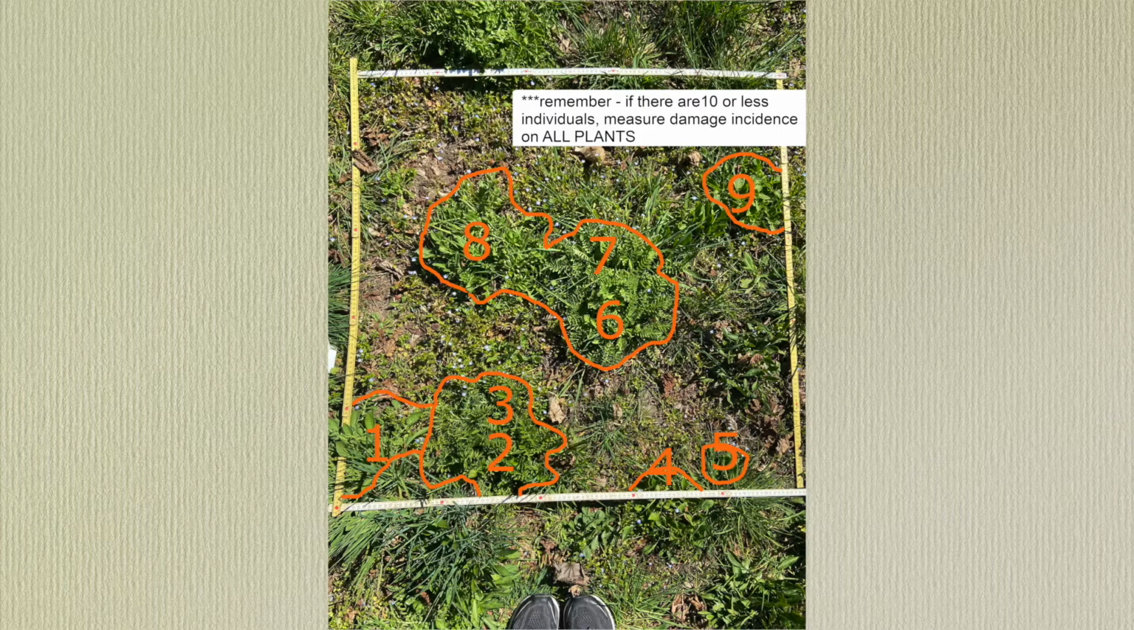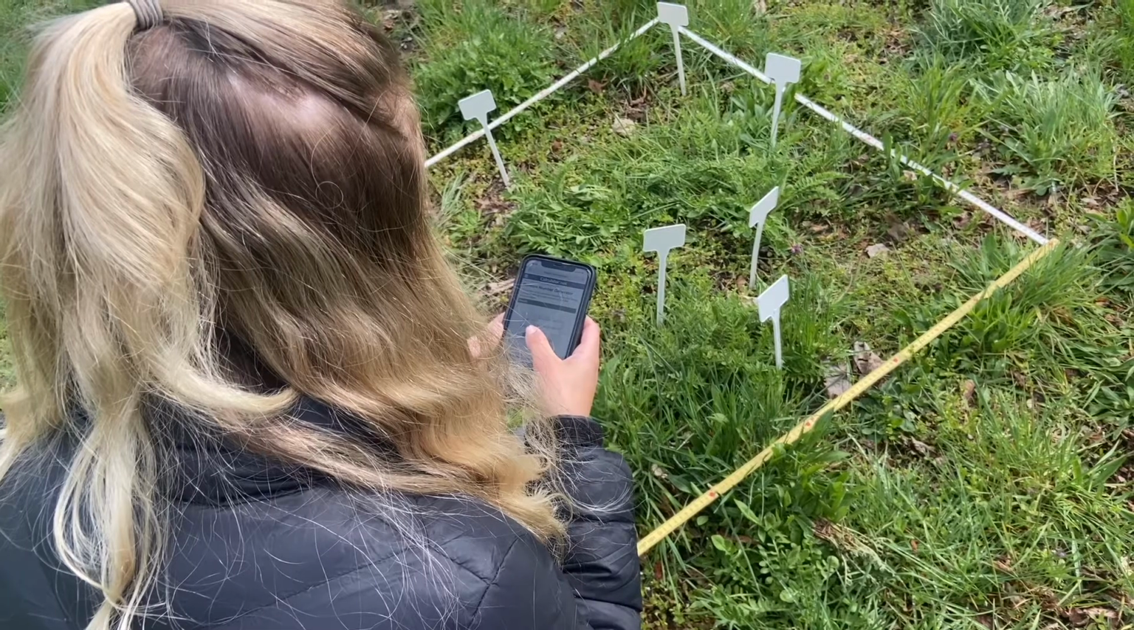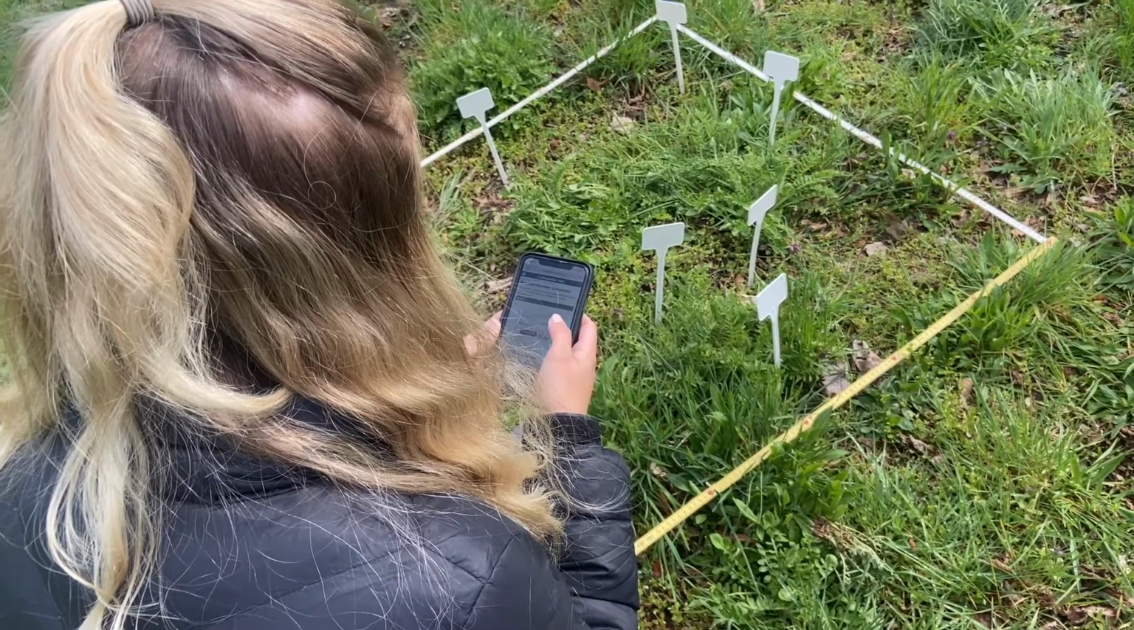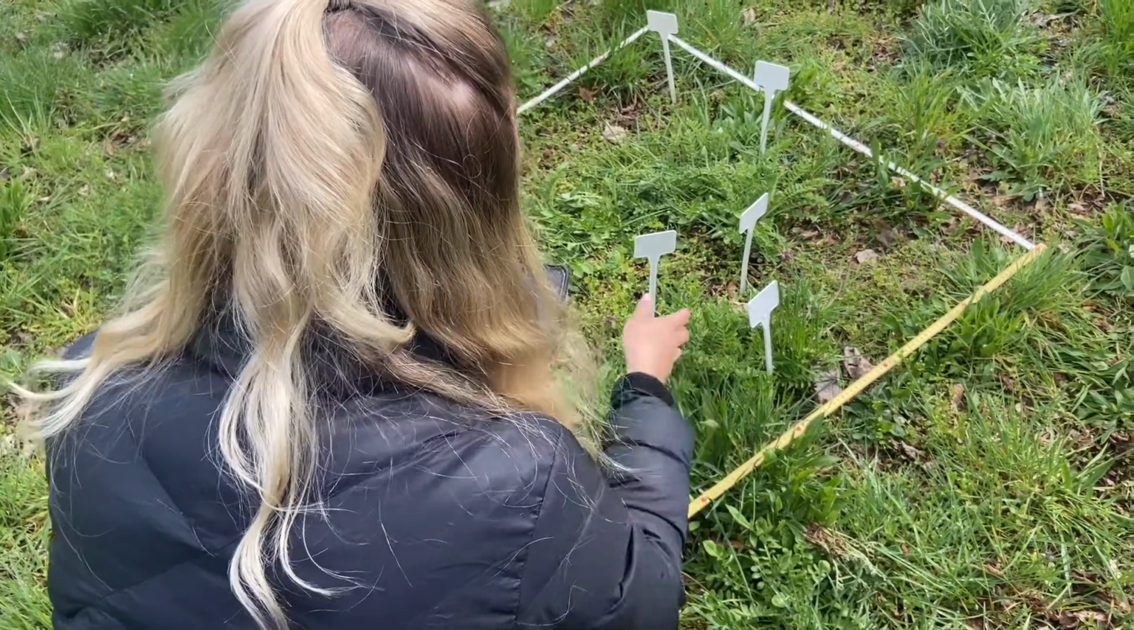Once I had measured incidence of damage, I then had to select a random subsample of only 5 plants to take back to the lab to look at percentage damage measurements. To randomly select this subsample of 5 plants from the 9 plants in my plot, I simply used a random number generating app on my phone.